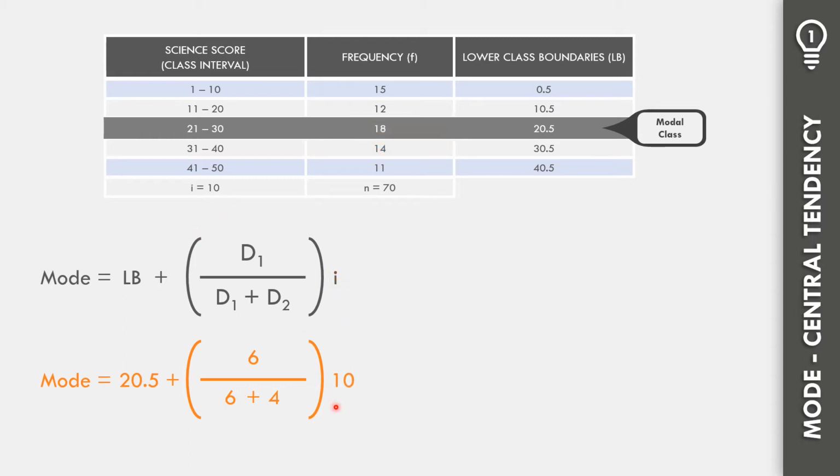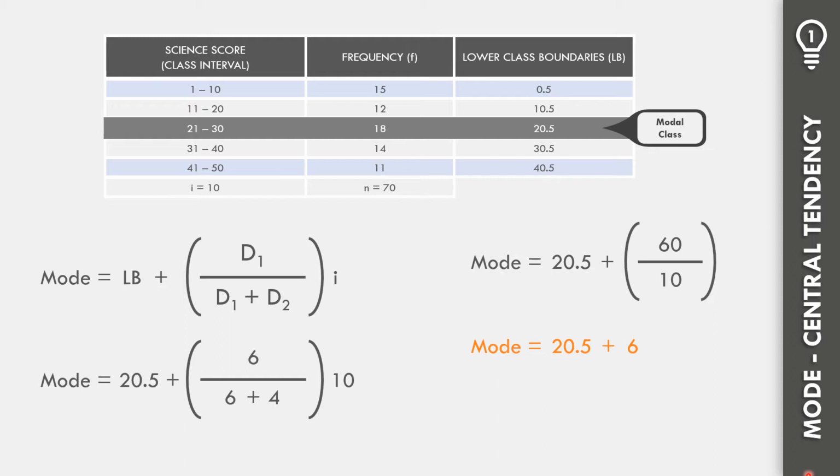So let us copy. Let us solve now for the mode. Mode is equal to 20.5 plus 6 times 10, which is 60, over 6 plus 4, which is equal to 10. Mode is equal to 20.5 plus 60 divided by 10. The answer is equal to 6. If we add 20.5 plus 6, that is 26.50. So the mode is equal to 26.50. As you can see, the mode is within the modal class of the class interval from 21 to 30.